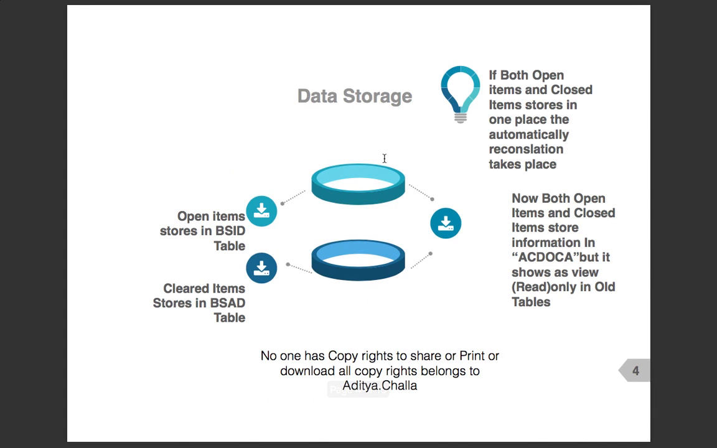Number two, as we know, in simple finance there is a concept of universal journal. That means in existing ERP, we have multiple tables which store the information as open items in BSID and cleared items in BSAD. Now, at the time of reconciliation, we ask the BW consultant to extract this information from BSID and BSAD to consolidate.